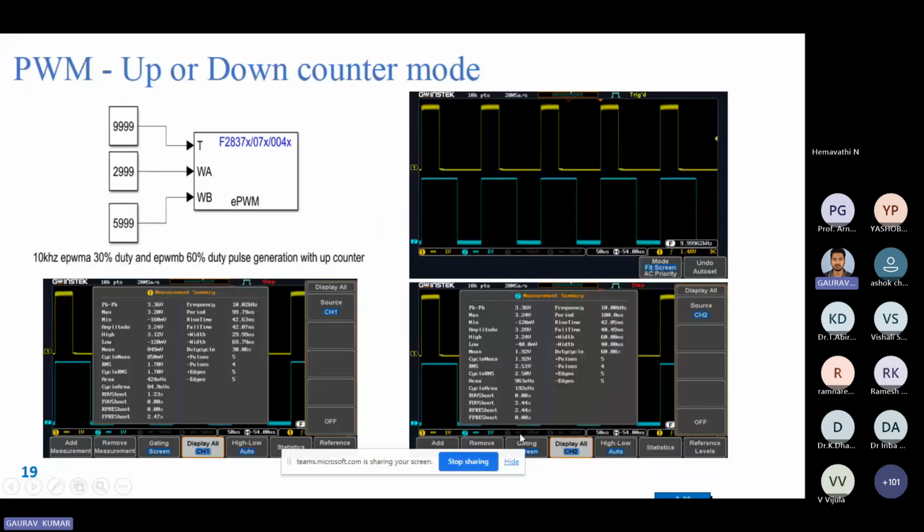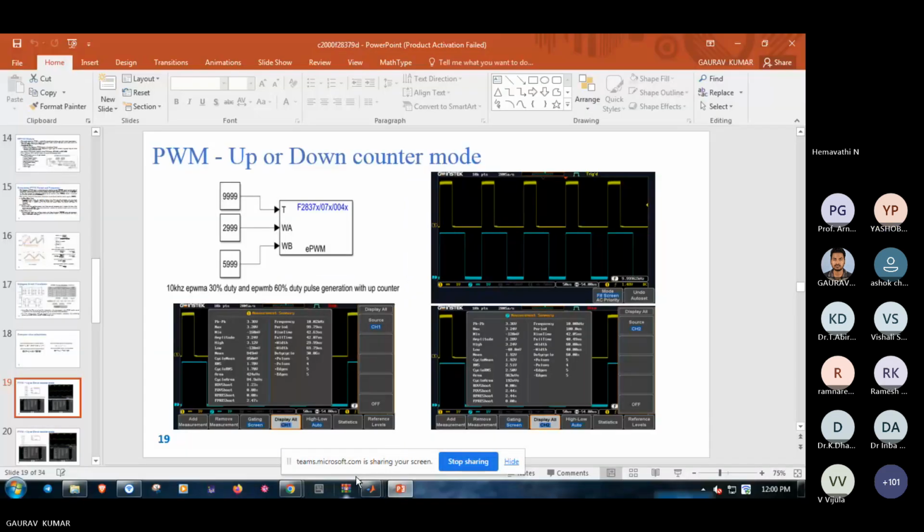So now in this slide, I have generated the PWM pulses in up counter mode. This is the up mode in which a 10 kilohertz PWM frequency is given, and the duty cycles are 30% and 60%. So this is the way you can see this one.